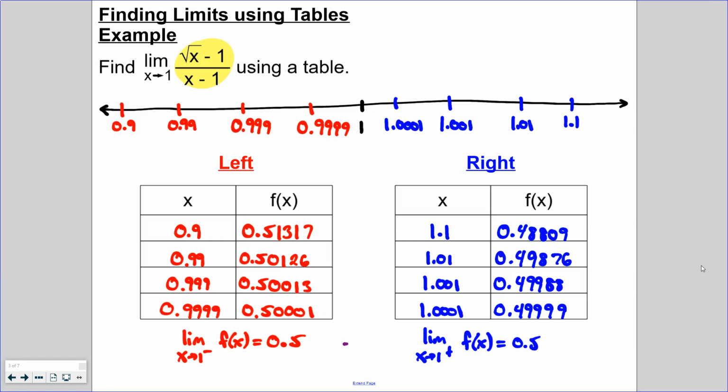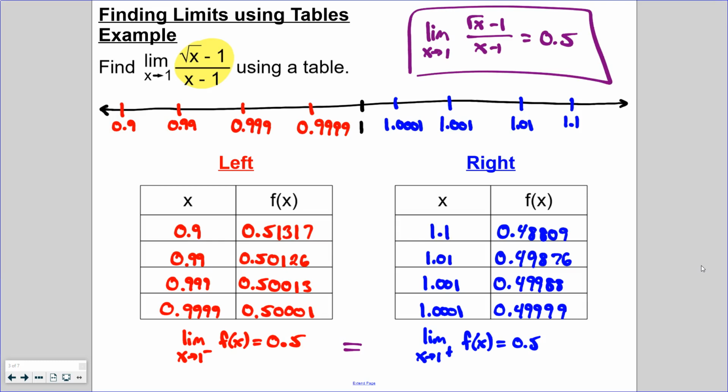And as we can see, these two limits are equal. So we have the high five. Therefore, the two-sided limit exists. So we can say the limit as x approaches 1 of the square root of x minus 1 over x minus 1 is 0.5. Boom, done. Evaluated that limit using the table.